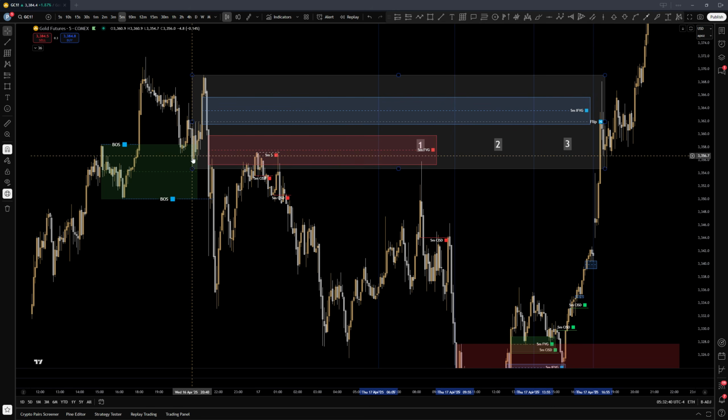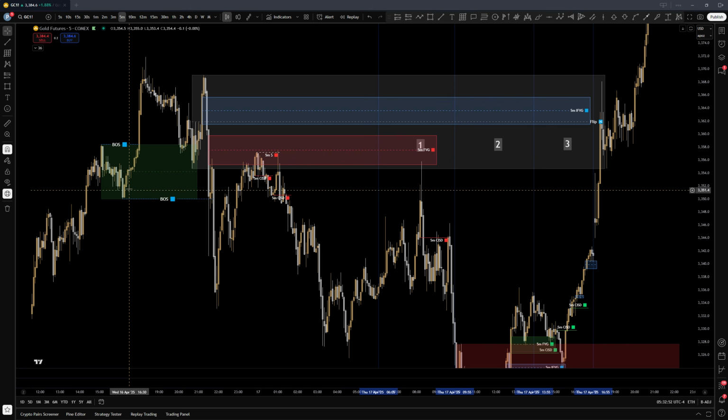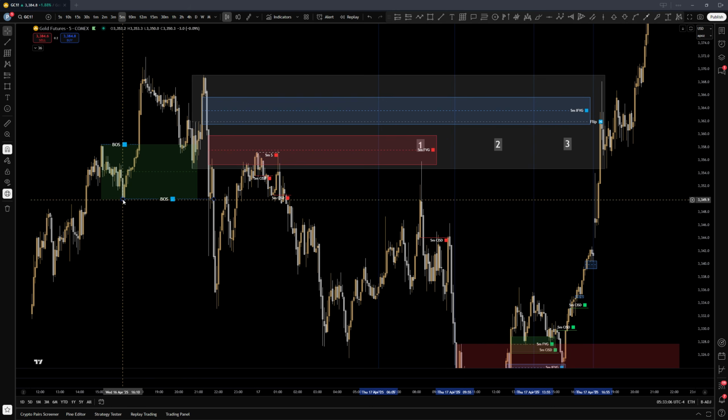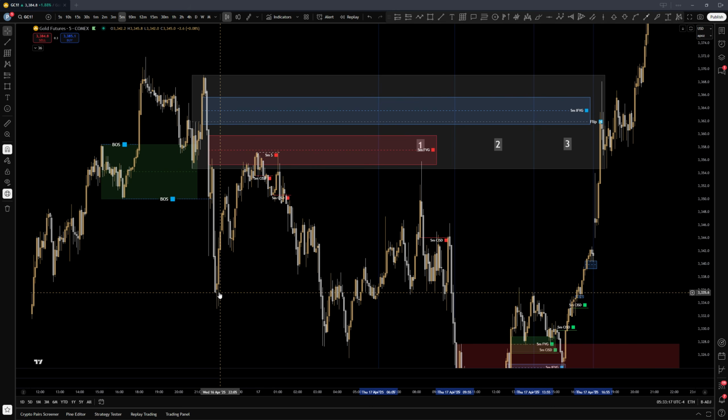So we get a pullback into the zone, and then we come back up and we fail to make a new high. And this zone that we've drawn here, so this one was down to go up, this one is now up to go down. So if we draw our potential flip zone here, once we get price coming down and breaking through the low here, what would previously have been our strong structure, we break through it and we actually come back up immediately and revisit the flip zone, and then we get rejected down.